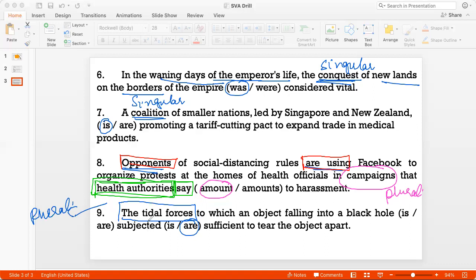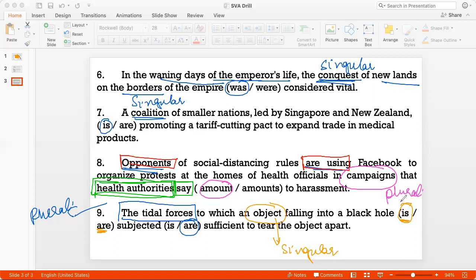Which object is subjected to the tidal forces? The object falling into the black hole. So if I change my color, the object falling into the black hole is subjected to the tidal forces. So for this verb, this one or this one, the correct noun is object, which is singular. And so this answer would be is, right?